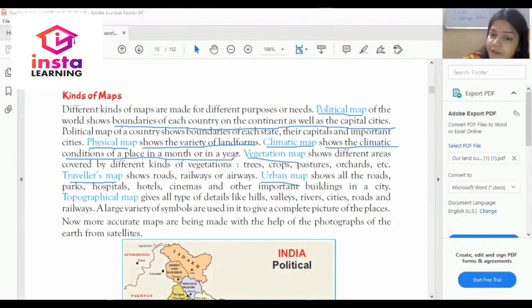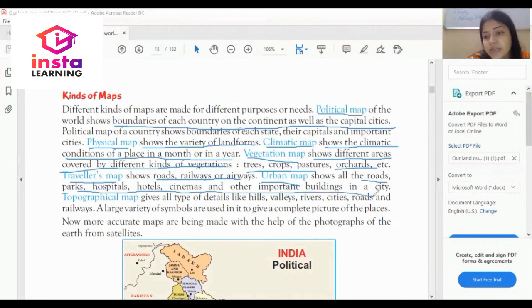The next one is vegetation map. What is vegetation map? The vegetation map shows different areas covered by different kinds of vegetation, that is trees, crops, orchards, etc. The next one is traveler map, that shows roads, railways and airways. The next one is urban map, which shows all the roads, parks, hospitals, hotels, cinemas and other important buildings in a city. So these are very important things which you should know.